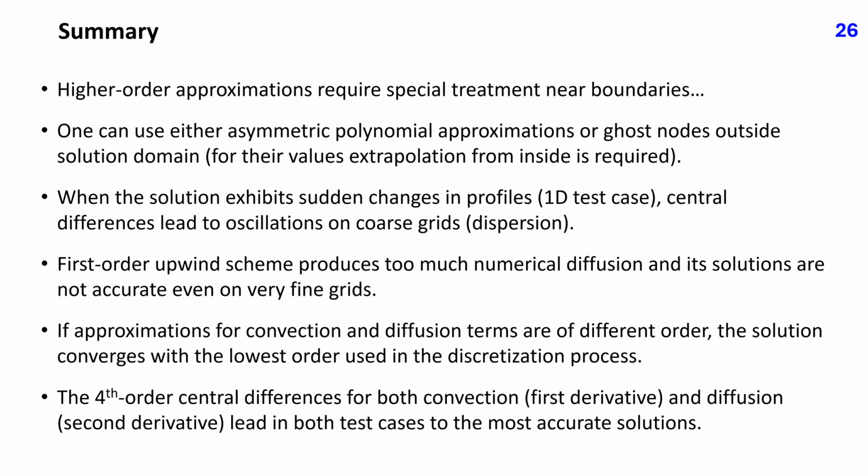When the solution exhibits sudden changes in profiles, as in the one-dimensional test case, central differences lead to oscillations on coarse grids. This is dispersion error. The first-order upwind scheme produces too much numerical diffusion, and its solutions are not accurate even on very fine grids. If approximations for convection and diffusion terms are of different order, the solution converges with the lowest order used in the discretization process. The fourth-order central differences for both convection, that is the first derivative, and diffusion, that is the second derivative, lead in both test cases to the most accurate solutions.